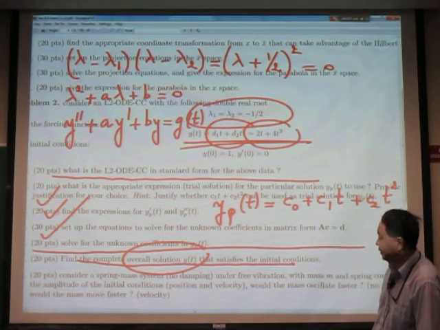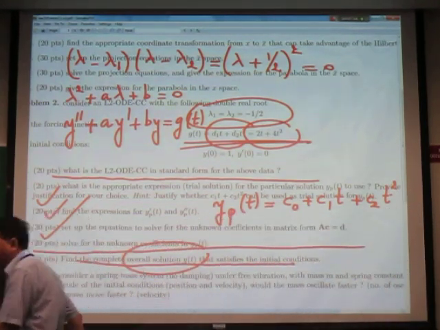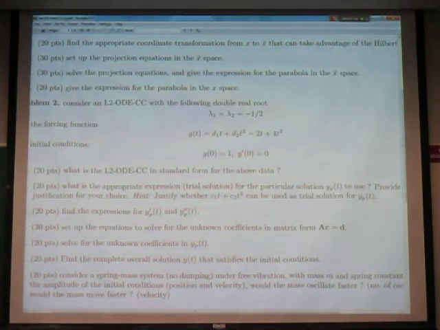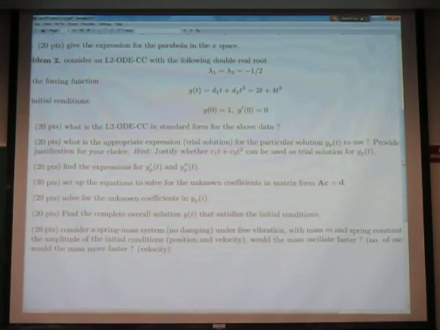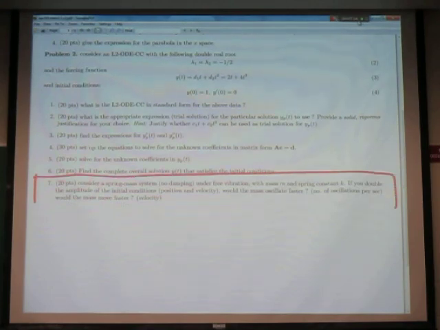And the rest, the last question, I still have 2 minutes, so maybe I can cover that. Consider a spring mass system. Let me zoom out a little here. This is a question that was suggested back in probably fall 2013.